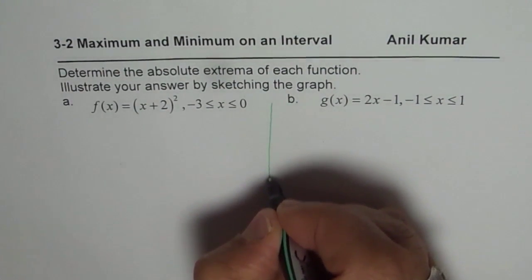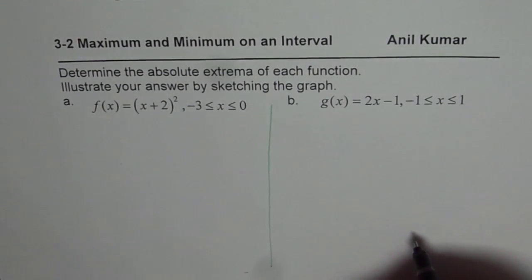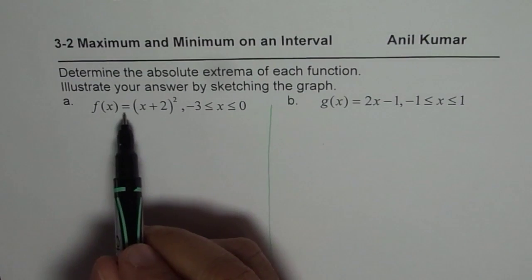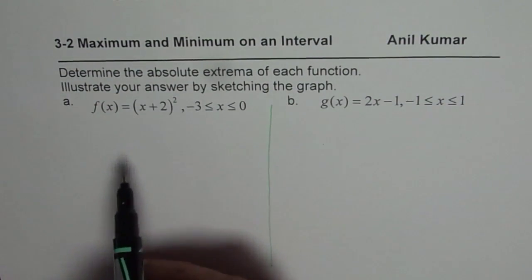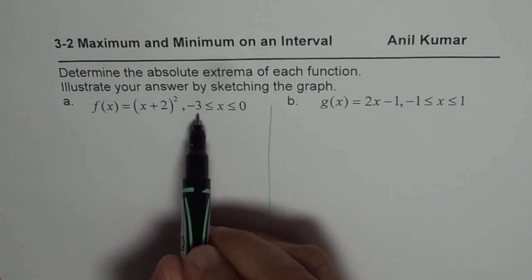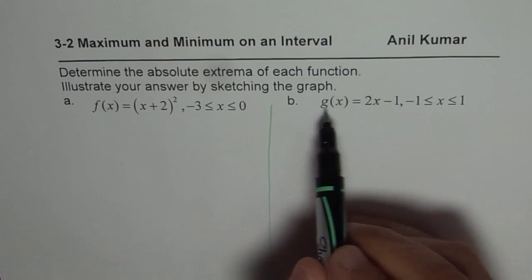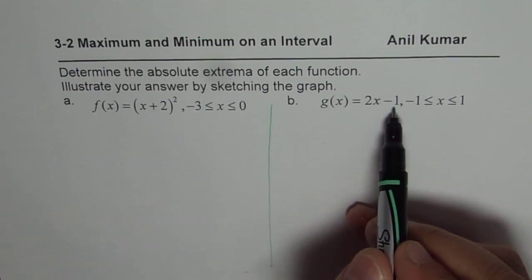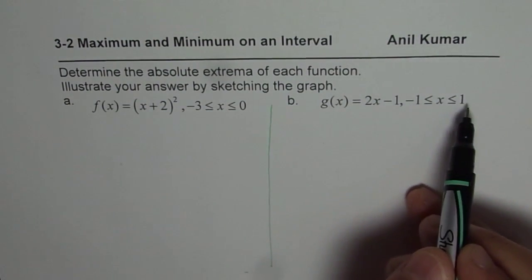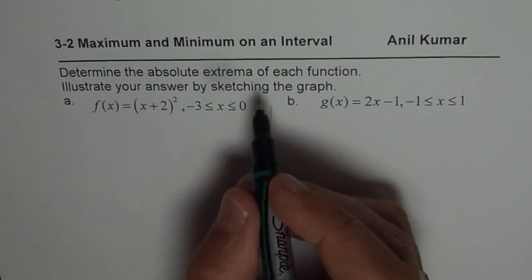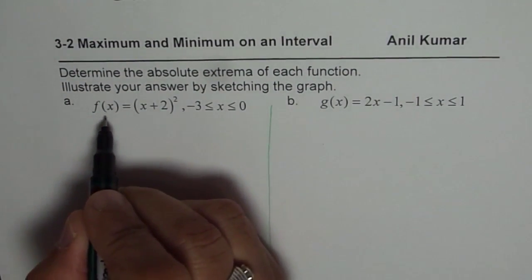So there are two questions. You can pause the video, answer them, and then look into my suggestion. The first one is a parabola. f of x equals x plus 2 whole square, and we are given a domain which is between minus 3 to 0. The second one is a straight line, g of x equals 2x minus 1, between minus 1 to plus 1. Now, the criteria for finding absolute maximum minimum is that f of x should be continuous.